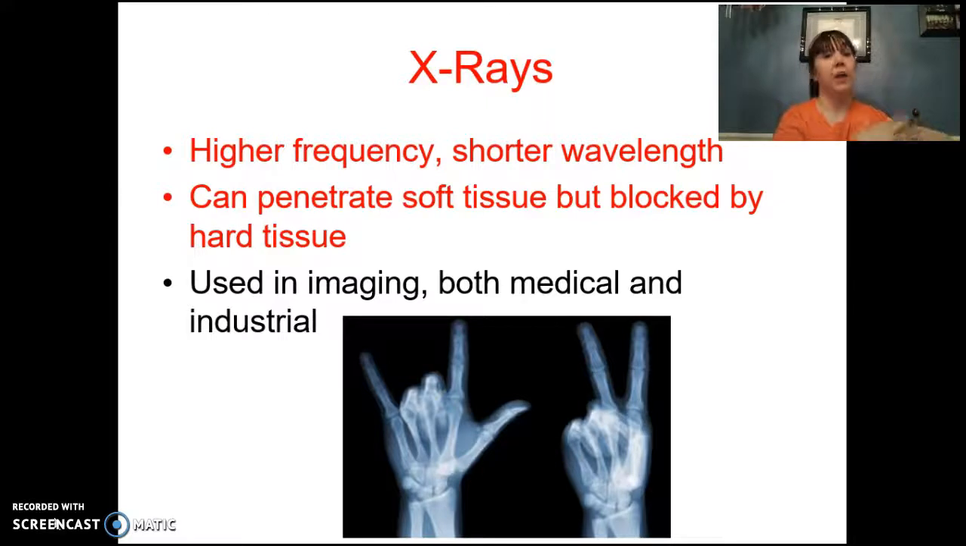X-rays, a little bit higher frequency, shorter wavelength. These will actually go right through soft tissue, but they still will not penetrate hard tissue. So they make really great images for bones, as well as other industrial uses. It'll go through things that are soft, but it will be stopped by things that are dense. So you see the little x-ray down here. Some of you have gotten x-rays before. You can see the hard tissue because the soft tissue lets that ray go straight through.